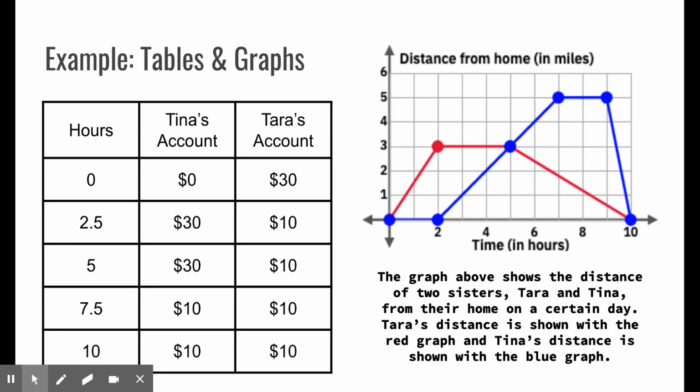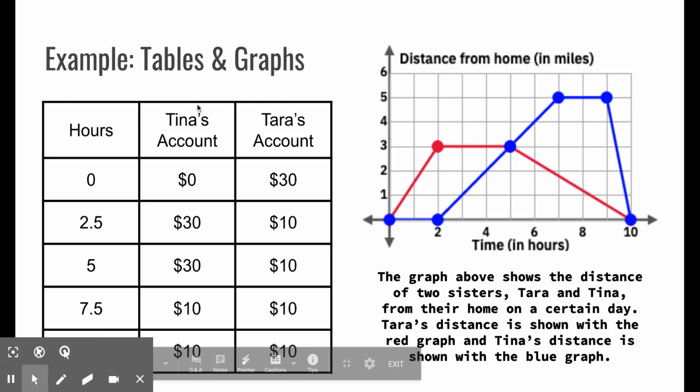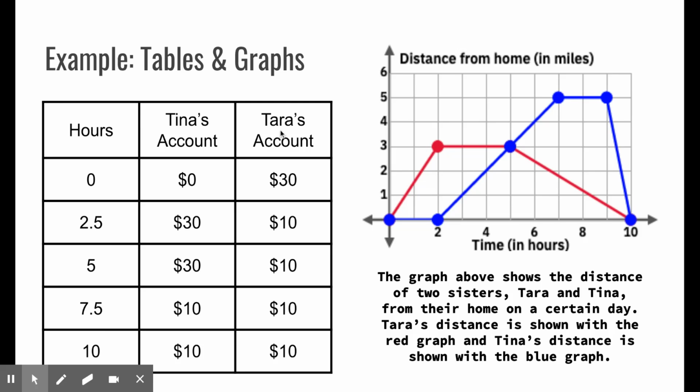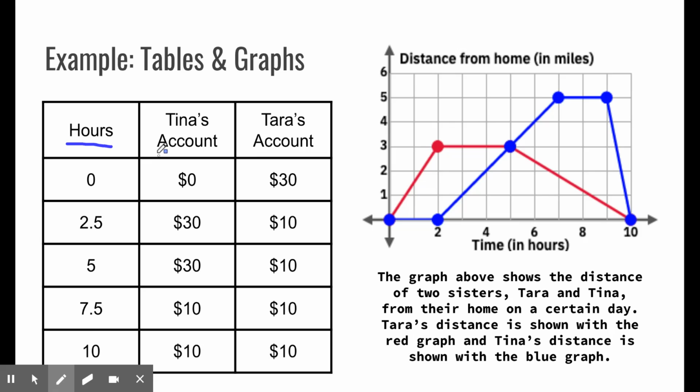So here's a table and graph, and for this one, we've actually got the table and graph relating to tell two different sides of one story. So we've got this table where we've got a certain amount of hours that are passing, and then we've got the money in Tina's account and the money in Tara's account. So again, really important to always read your labels there.